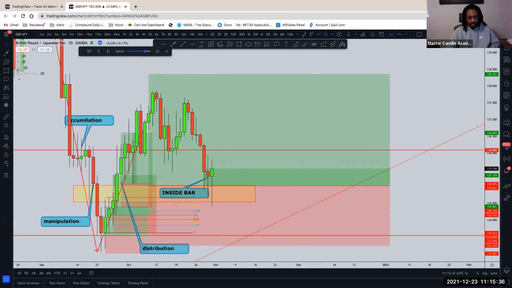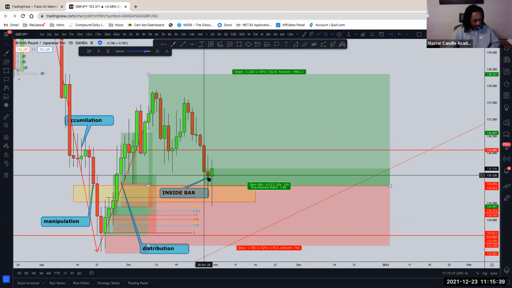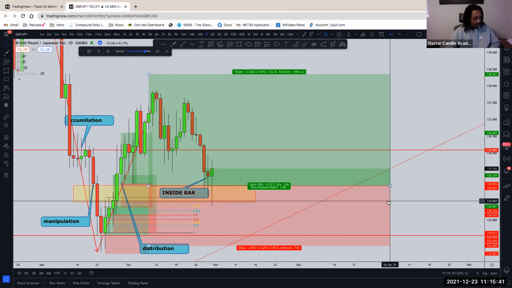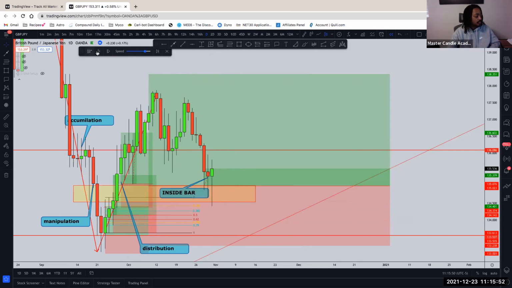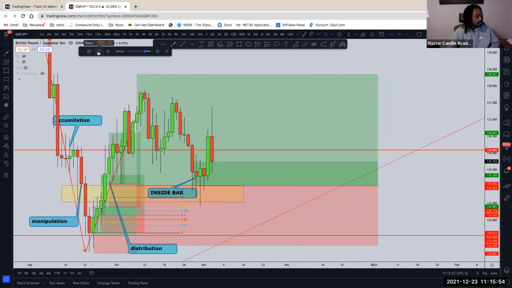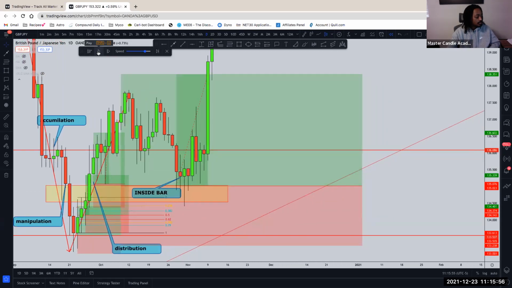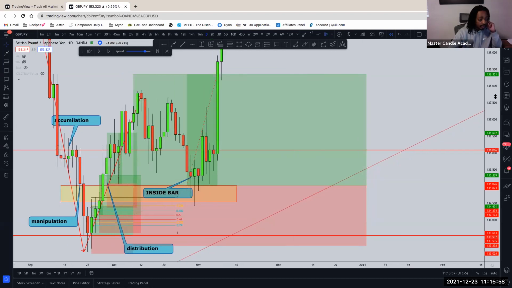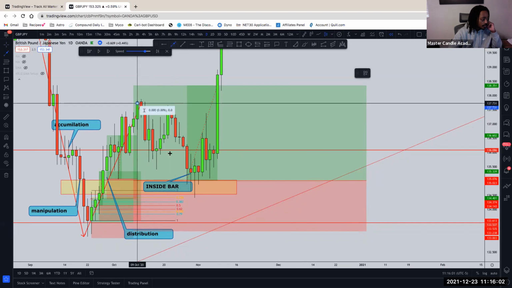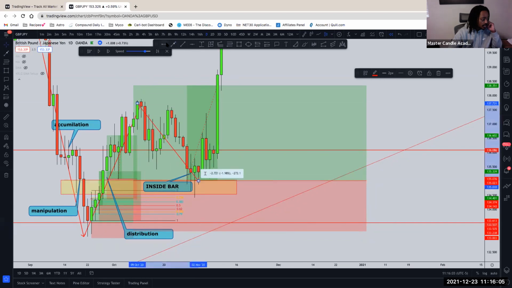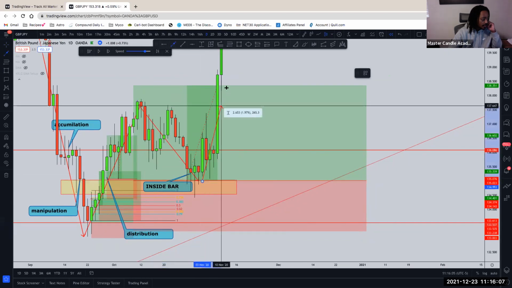I thought that was a morning, evening star. Yeah, this is going to be an inside bar. All right. So now this inside bar is also more confluence for the continuation. And now we have completed our distribution, and the market has given us the W.